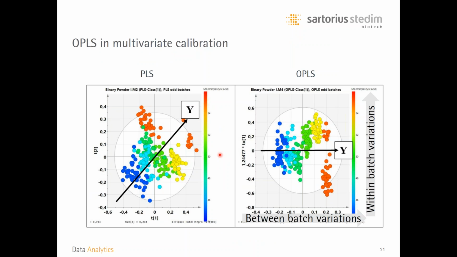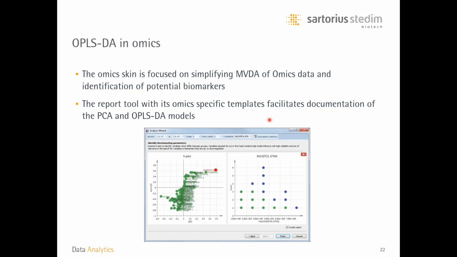Other applications of OPLS are in multivariate calibration. Here we have just another example for the single Y scenario, where OPLS, seen to the right, is able to enrich the predictively meaningful information into the first component. OPLS is also used a lot in omics studies, and particularly the so-called discriminant analysis extension, OPLS-DA.